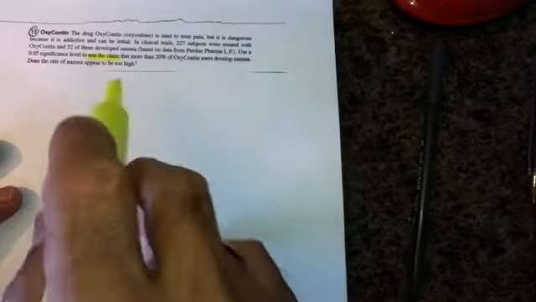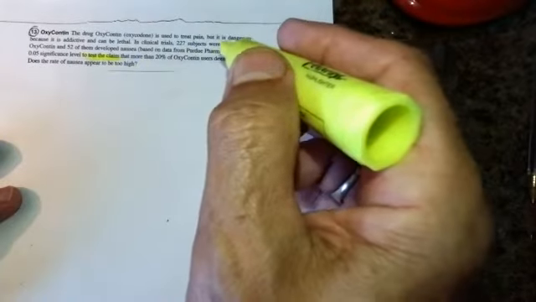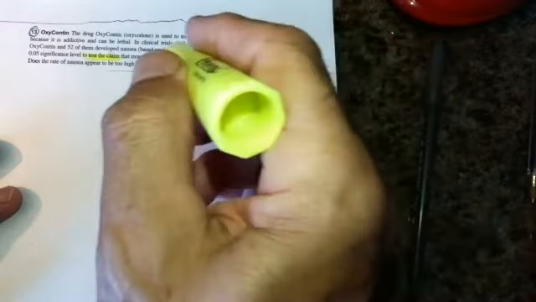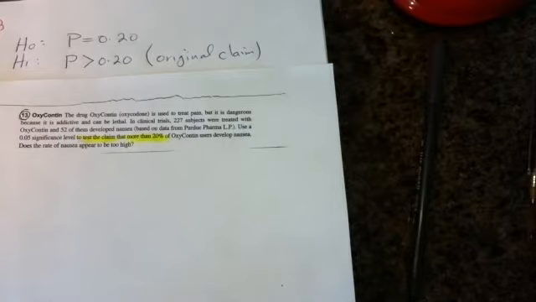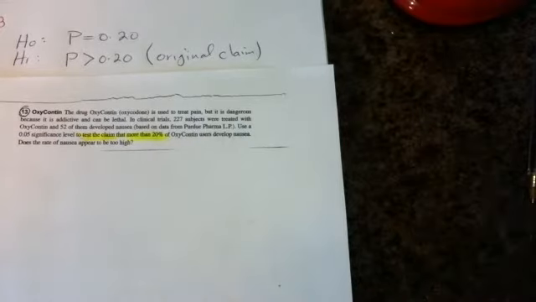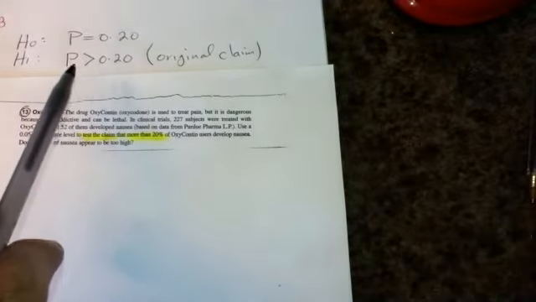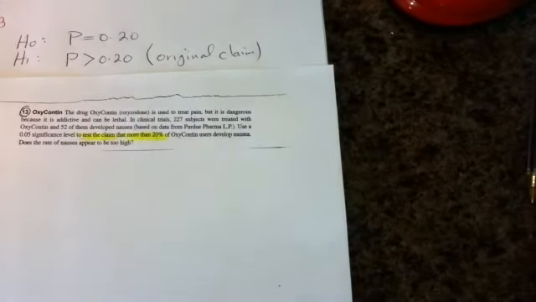Now, the significance level is 0.05. And then again, look at the statement that has the tested claim. Tested claim that more than 20% of oxycodone users developed nausea. See, more than 20%, that means our H1 is proportion is greater than 20%. That's the original claim. What's the opposite of that? Equal to 20%.